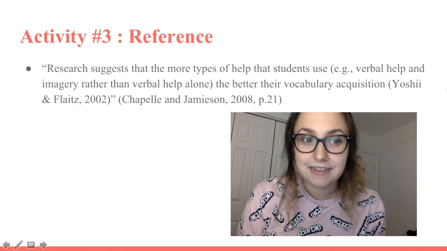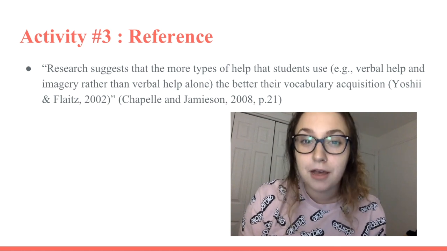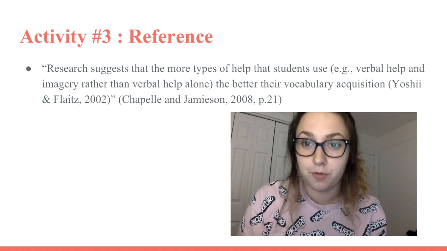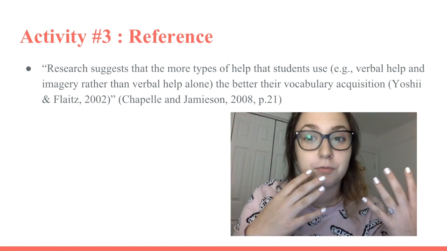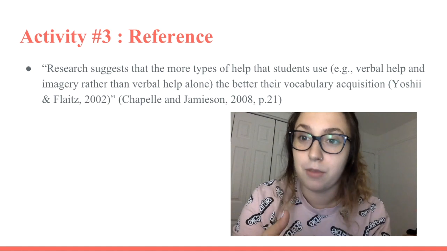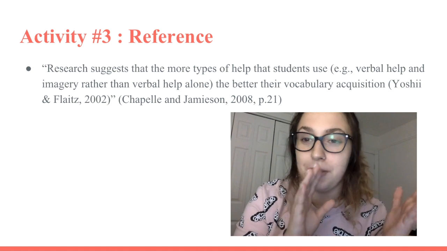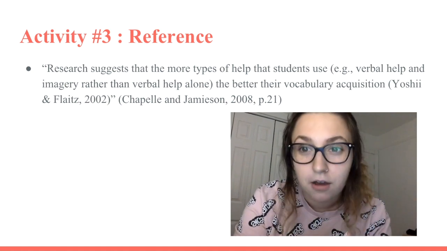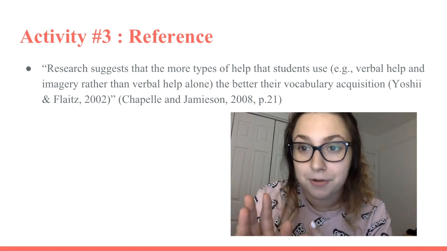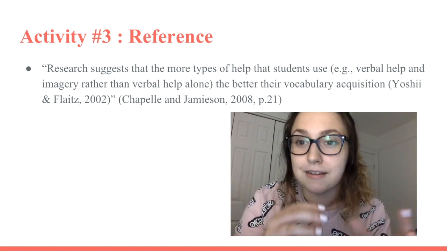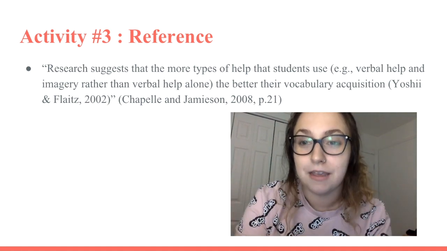So according to Yoshii and Flaitz, research suggests that the more types of help that students use, for example verbal help and imagery rather than verbal help alone, the better the vocabulary acquisition of students. This is really present in the activity that we have chosen, image pairing, because students will already be exposed to the verbal help by learning the context of the vocabulary and also having to pair it with the imagery that represents it. So having better context and better visual aid helps them fully acquire the meaning.